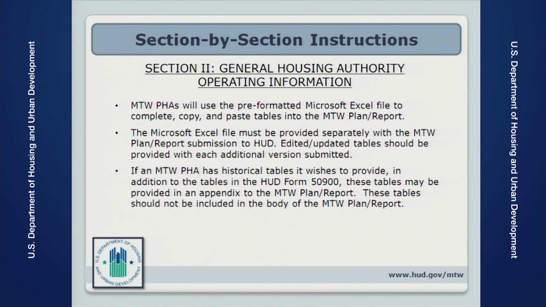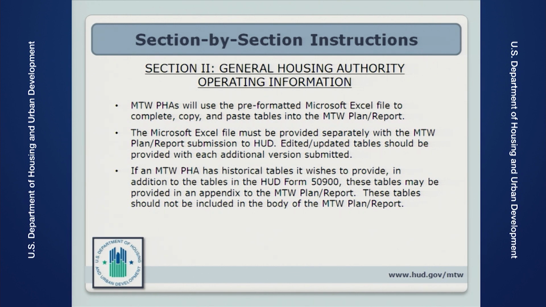And then section 2, PHAs will use the pre-formatted Excel file, as Allison stated, to complete the tables in this section and copy and paste those tables into the actual plan or report document. The Excel must be provided separately. We won't be able to consider it a complete submission unless we receive the separate Excel file with the plan or report. And as we go through a revision to a plan or a report, we will need you to provide the revised Excel file as well with the revised plan or report submission.